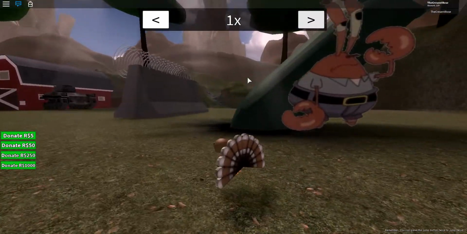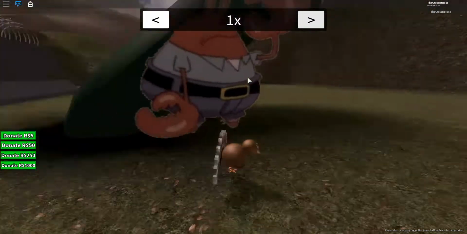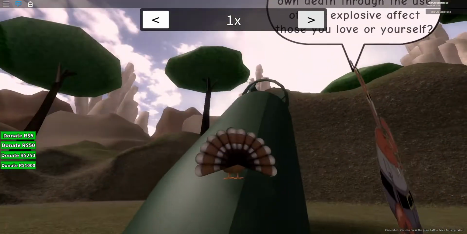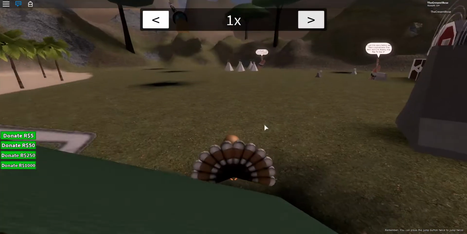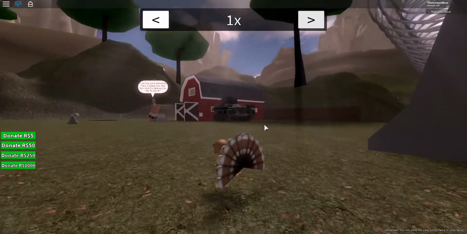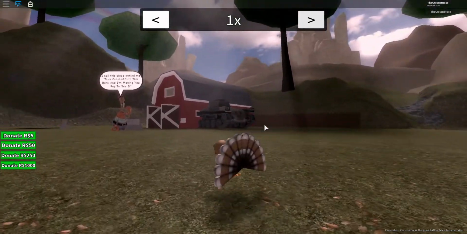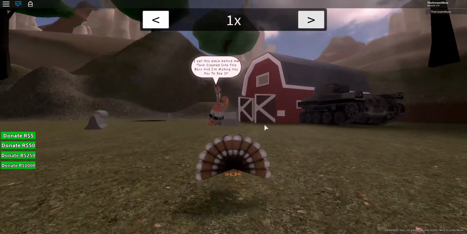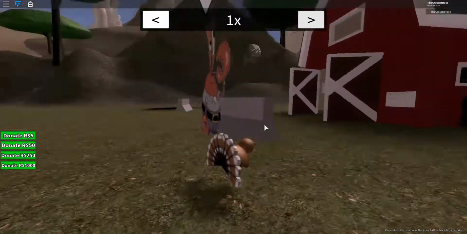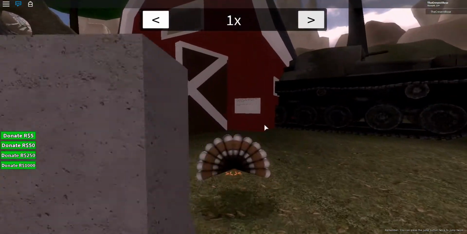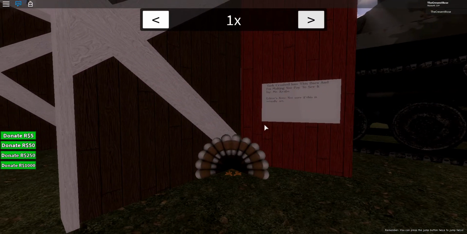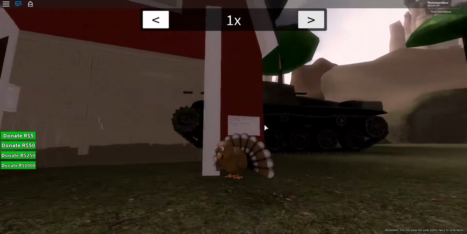Are you Rick on the other side still? Yes, you are. Okay, I can interact with that. Why has Rick disguised himself as Mr. Krabs? I'm very confused. I call this piece behind me, tank crushed into the barn, and I'm making you pay to see it. Okay, what does it say? Barn, I'm making you pay to see it by Mr. Krabs. Not sure if this is actual art.